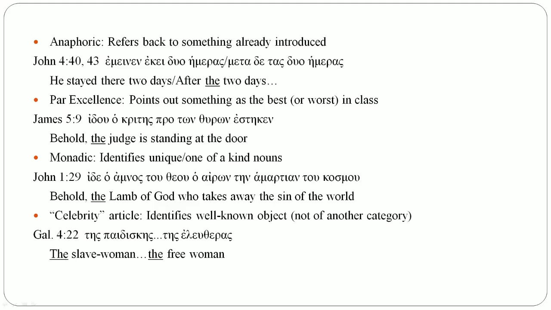All right, the next one, par excellence. I probably didn't say that correctly. I need to say that with more of a French accent there. But yeah, the article par excellence points out something as the best in the class, or also as the worst. Par excellence suggests excellence, but actually this can be like the worst thing. And James 5 verse 9 is an example of that.